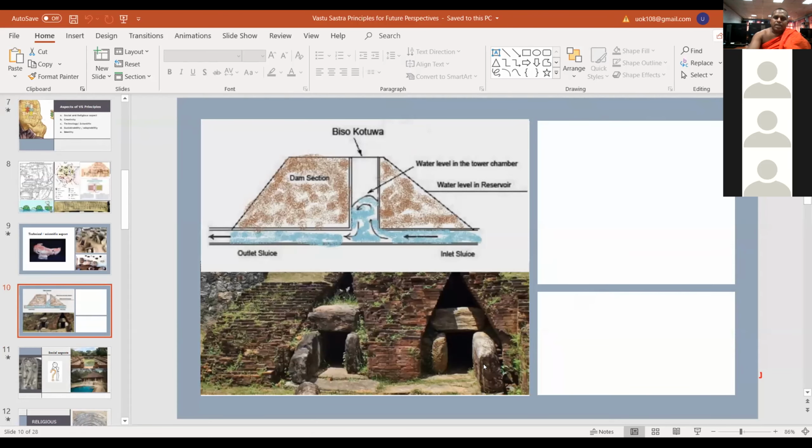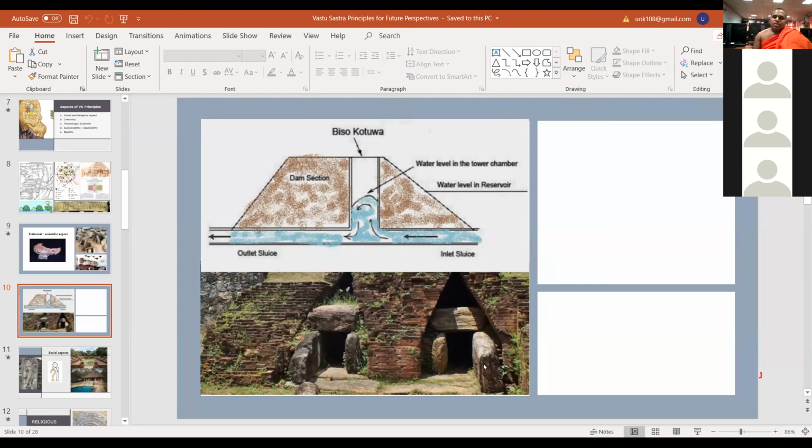And moving on to the next slide, I would like to focus your attention on this. This is called Biso Kotuwa. Ancient people knew how to plan the Biso Kotuwa. When we consider the technology, the first Biso Kotuwa and the last Biso Kotuwa in Sri Lankan history used similar technology. There is no difference between the first and the last.